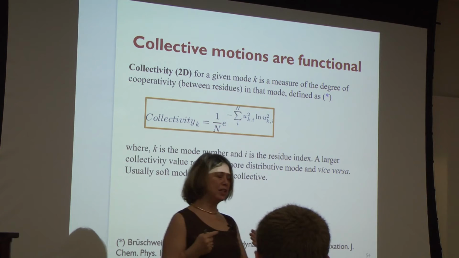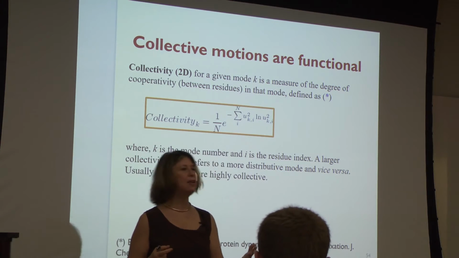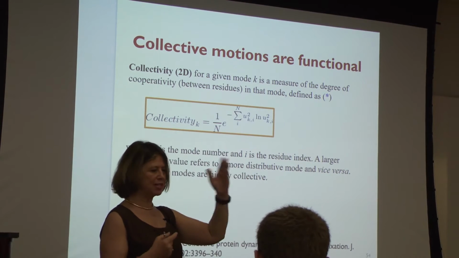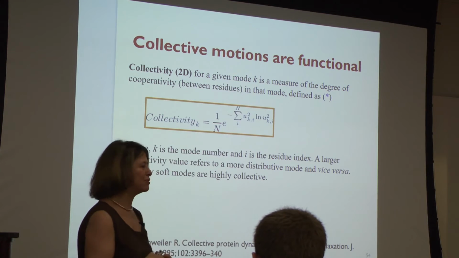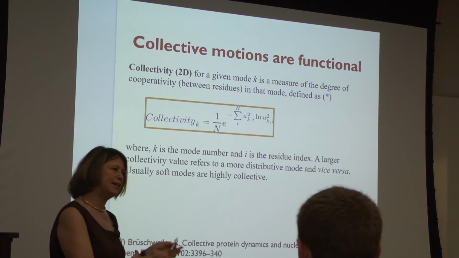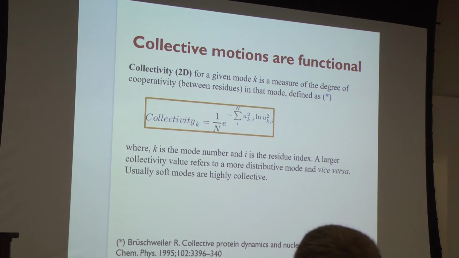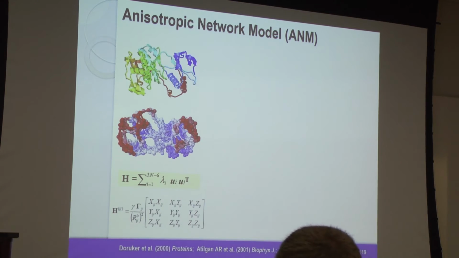So usually, the softest mode, the global mode, will be most collective. But in some cases, you have the tail movement, something which is very, very low frequency motion, but not collective. So we like to check the collectivity also and select the most collective motions. That's something that's reported in the PDB, the collectivity. It's an entropy-like quantity, as I mentioned. Now I'm moving to the Gaussian network model.